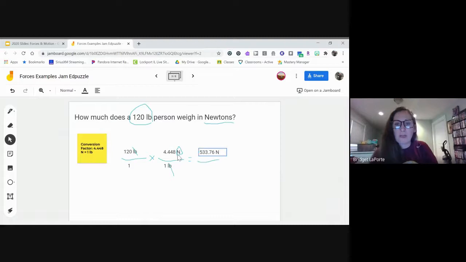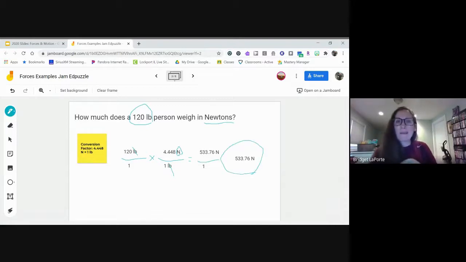Remember, newton is the unit we have left. Pounds is gone, right? And then on the bottom, 1 times 1 with no units will just be a single 1. Therefore, our answer that we would be writing or circling or boxing at the end of everything would be 533.76 newtons. And I'm going to go right ahead and circle that because that is our answer.